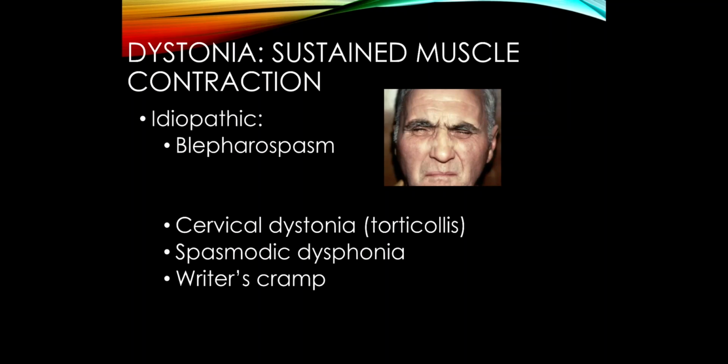All right, our next category are dystonias, and there are different categories of dystonias. I'm only going to focus on the idiopathic dystonias. So remember what a dystonia is. It's a sustained muscle contraction. And so here are the 4 most common idiopathic dystonias. Blepharospasm is an involuntary contraction, dystonia, of the orbicularis oculi muscle.